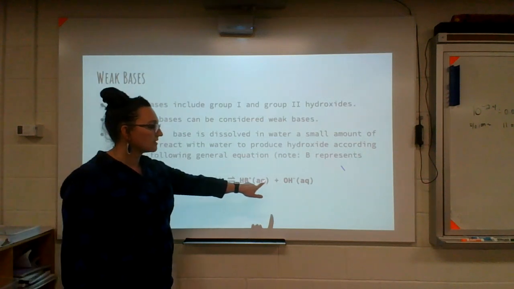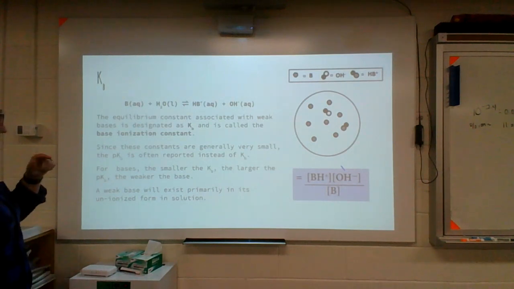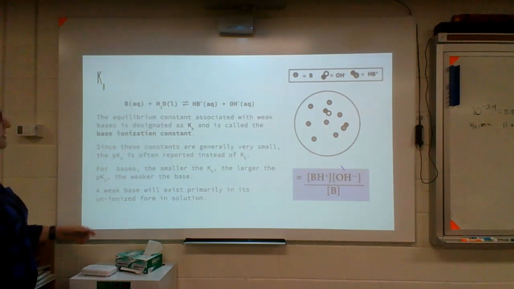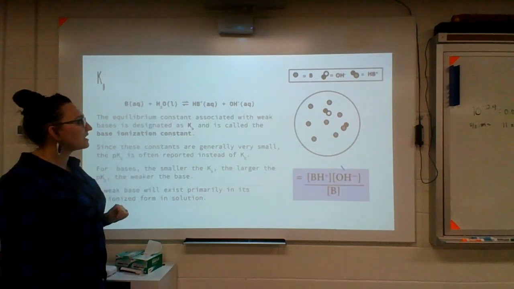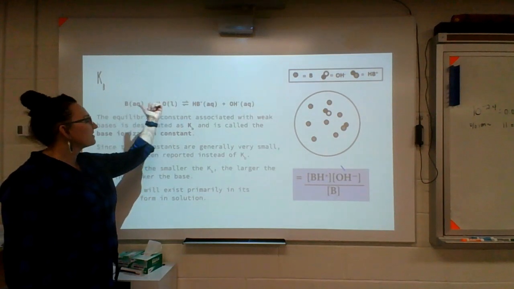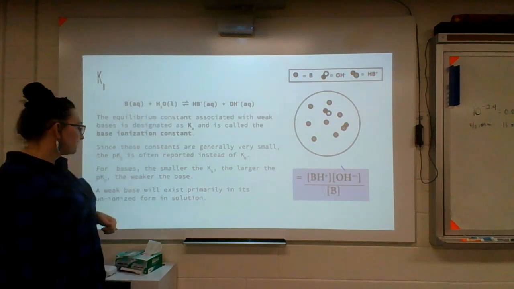So since weak bases also react with an equilibrium reaction, we'll end up with a K value, Kb in this case for bases, and that's called the base ionization constant. Since these constants are generally very small, pKb is reported instead of Kb. And the smaller the Kb, the larger the pKb, and the weaker the base. The weaker the base, the smaller the Kb, the more the reaction favors the reactants. And so we end up mostly with the unionized form of our weak base in the solution.